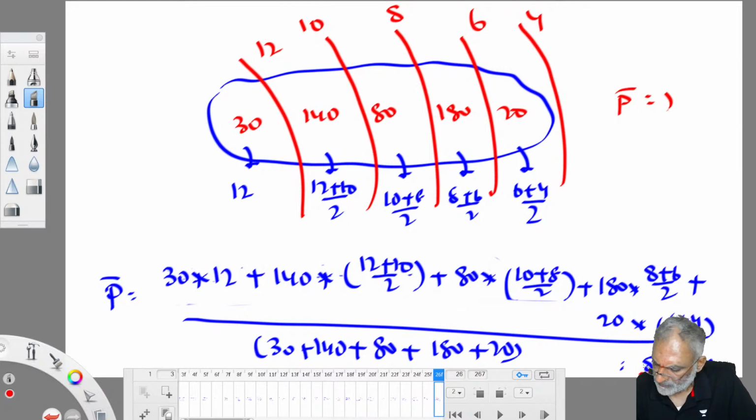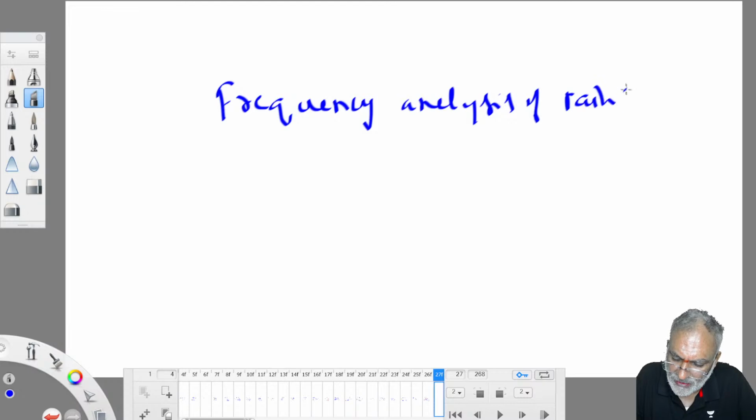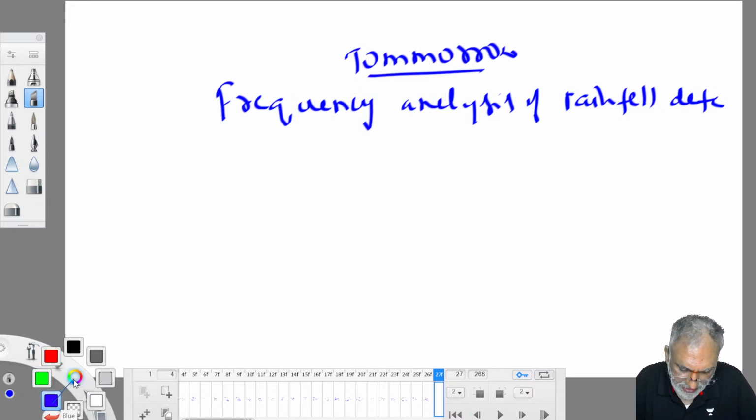Understood? That's all. This is how we can work out questions. So I could not start frequency analysis of rainfall today. Next class, maybe tomorrow, I will take at 8 to 10 or 8 to 9:30 in the afternoon, because in the morning I am not available. Do attend class. Frequency analysis is very important. You can get one question from that topic in the GATE exam. Frequency analysis of rainfall data. So tomorrow I'll start.